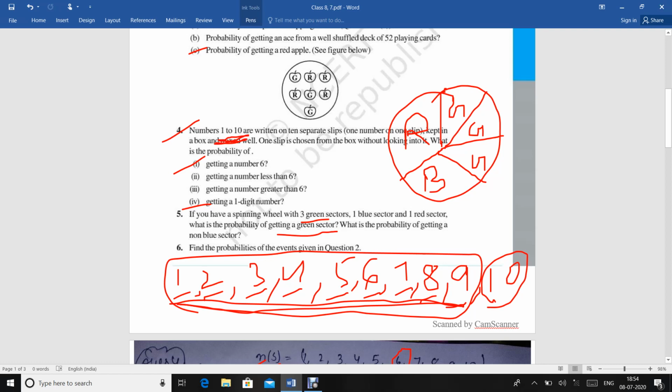Firstly, see, here are total 5 sectors, 1, 2, 3, 4 and 5. So the total outcomes are 5. Now you have to find out the probability of getting a green sector. Now count the green sectors. 1, 2, 3. Here are 3 green sectors. So the number of events is 3 and total outcomes is 5. So the probability of getting a green sector is equal to number of events upon total outcomes, means 3 upon 5.